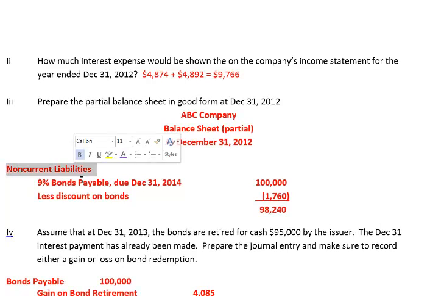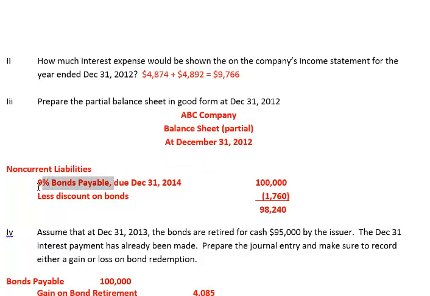To do a partial balance sheet at the end of December 2012, we would look in the non-current or long-term liability section, bond payable, 9%. Sometimes you'll see the coupon and then the mention of bond payable, but you can do these in reverse as well. But the fact is it's due December 31st, 2014, and that's going to be the face value. Because it's a discount bond, we deduct the unamortized discount, which is $17.60.